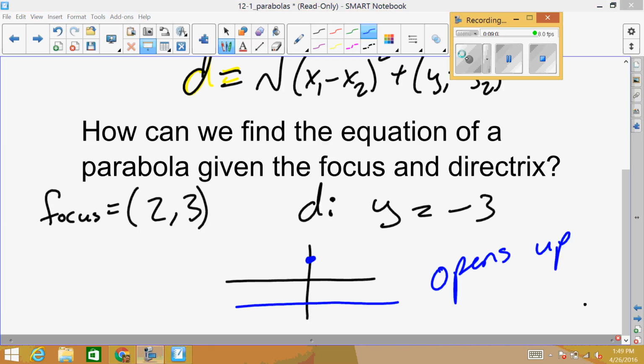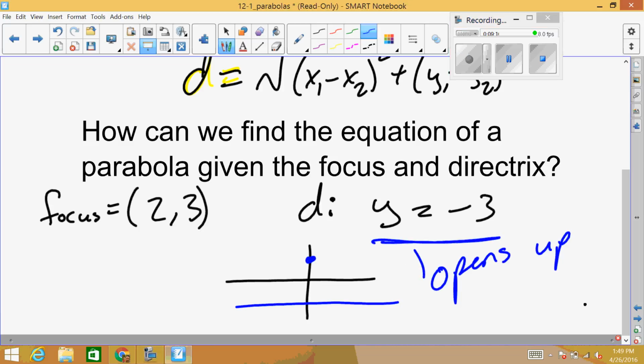Okay, so we were just talking about how we knew that this graph opened up because our directrix is below a focus. So if I would draw a parabola in there, somewhere in between, rough sketch, my parabola would look something like this. Okay, so I need to try to find the equation for my parabola. Well, I know that any point on my parabola has to have the same distance to my focus as to my directrix. So all I'm going to do is use the distance formula.